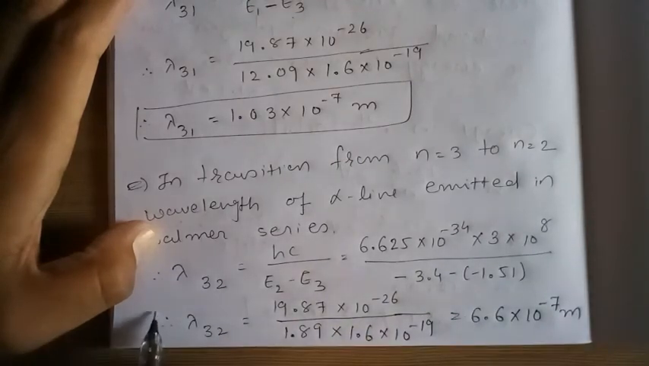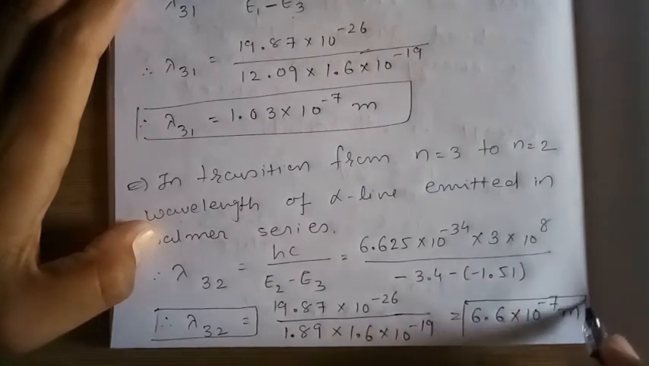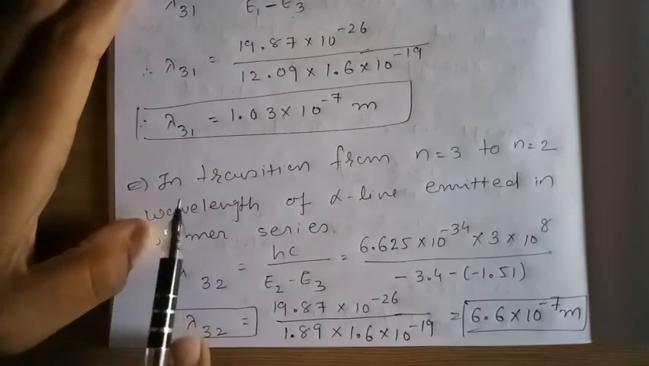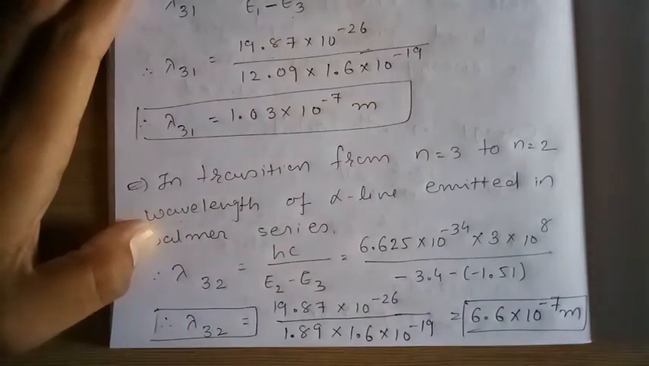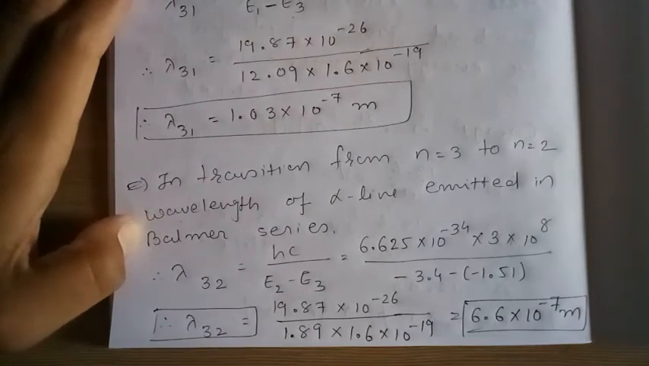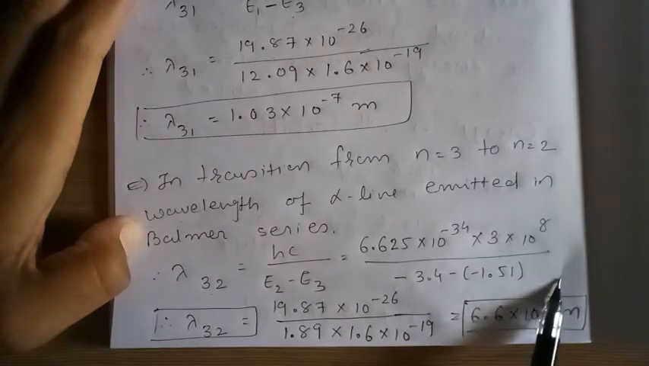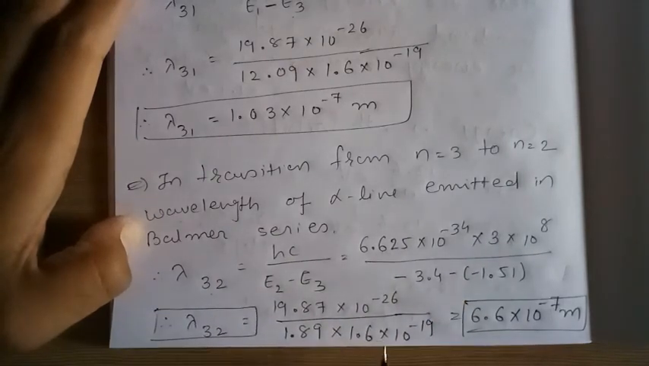So we get the value of lambda 32 equals 6.6 into 10 raised to minus 7. Again, in this case, the transition from 3 to 2 gives the alpha line, and this is in the Balmer series because n equals 2. So lambda 32 equals hc upon E2 minus E3. We put in the values of hc, E2 and E3, convert eV into joule with 1.6 into 10 raised to minus 19, and we get lambda 32 equals 6.6 into 10 raised to minus 7 meter.